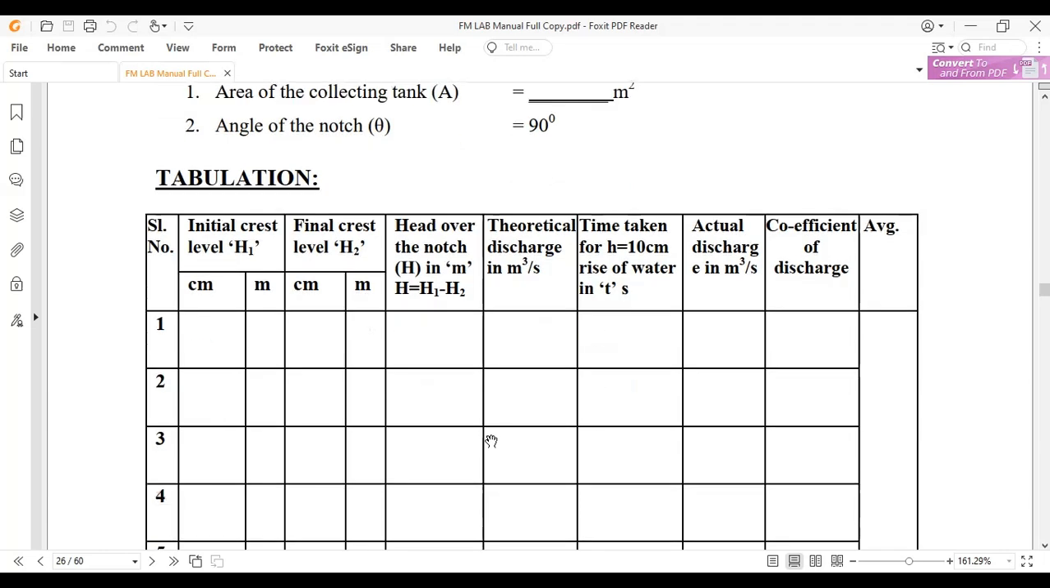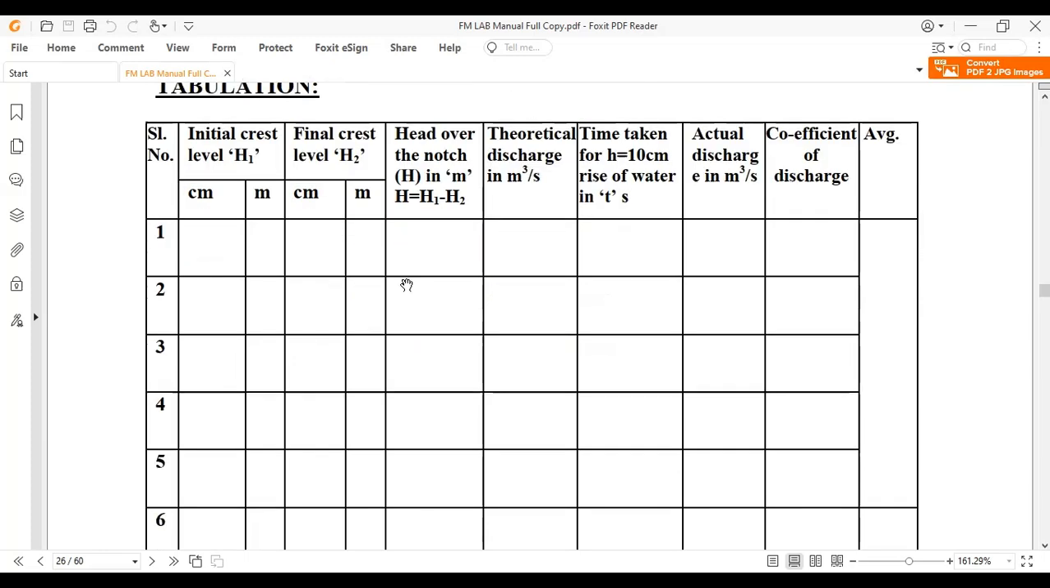Next, come to the tabular column. Here we have to take two readings. The initial crest level, that is the reference point, is 0 for all the different cases. The final crest level should be taken depending upon the different flow rates, and this difference gives the head over the notch. And this is for the theoretical discharge. The actual discharge should be calculated from the time taken for h equals 10 centimeter rise of water in t seconds. This reading should be taken from the measuring tank.